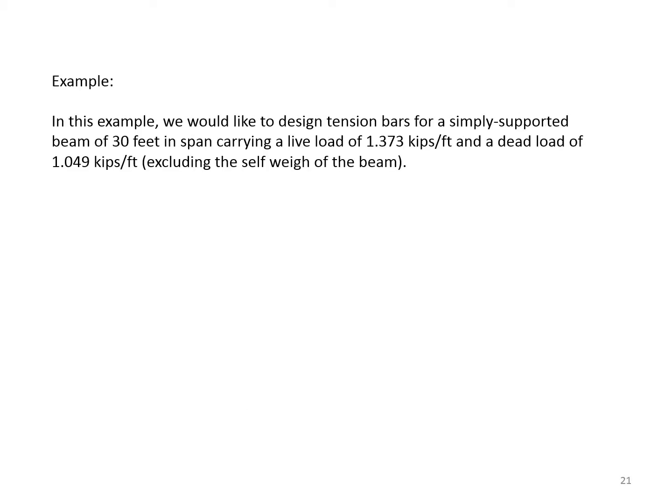Let's look at an example. In this example, we would like to design tension bars for a simply supported beam of 30 feet in span, carrying a live load of 1.373 kips per foot and a dead load of 1.049 kips per foot. This dead load excludes the self-weight of the beam.